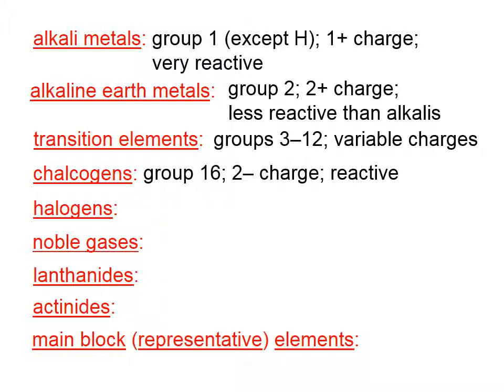The chalcogens are the group 16 elements. They are topped by the element oxygen. They tend to gain 2 electrons, acquiring a 2- charge. They're quite reactive. The halogens are just to the right of the chalcogens, group 17. The halogens all tend to gain 1 electron and are quite reactive.